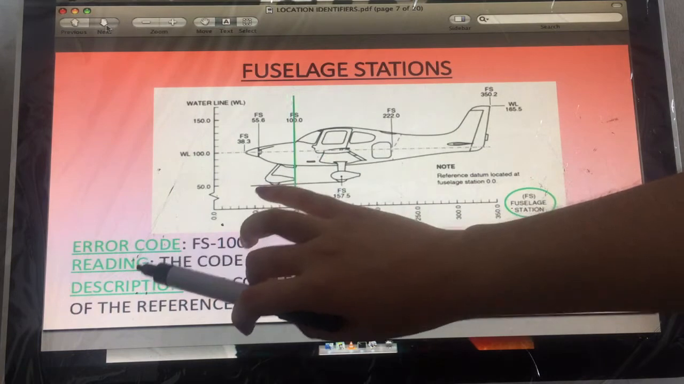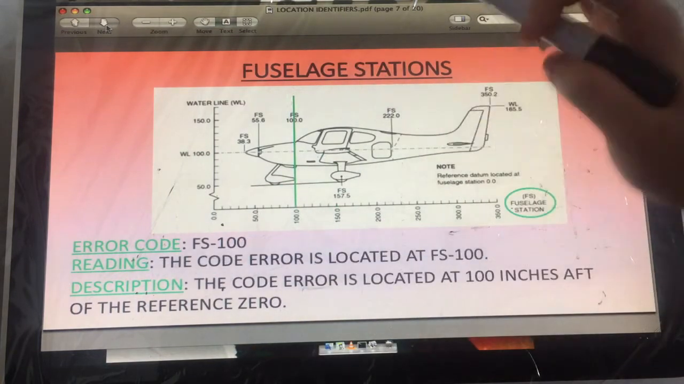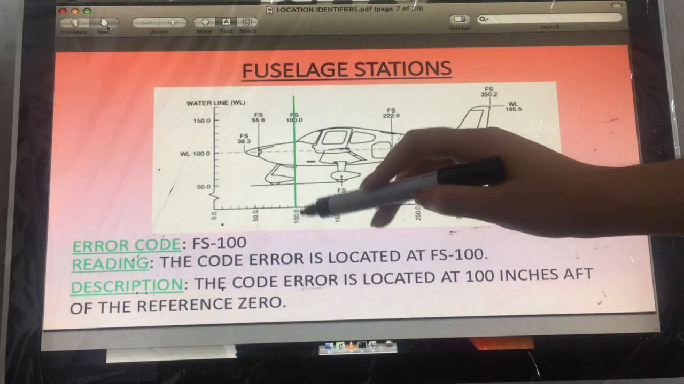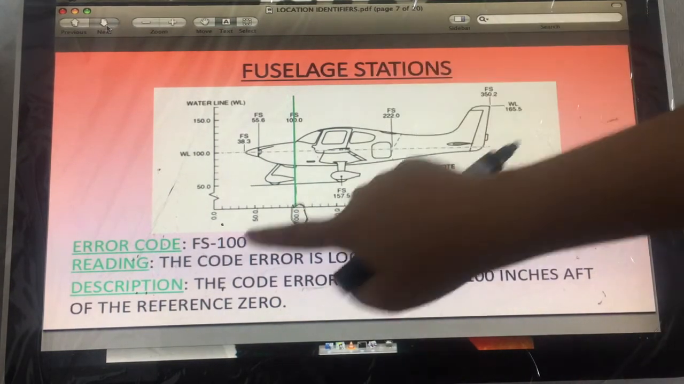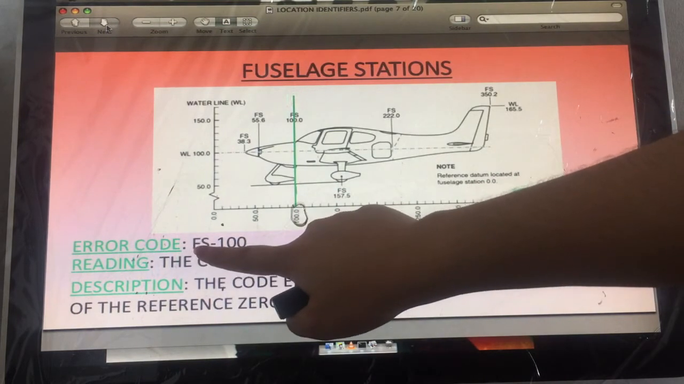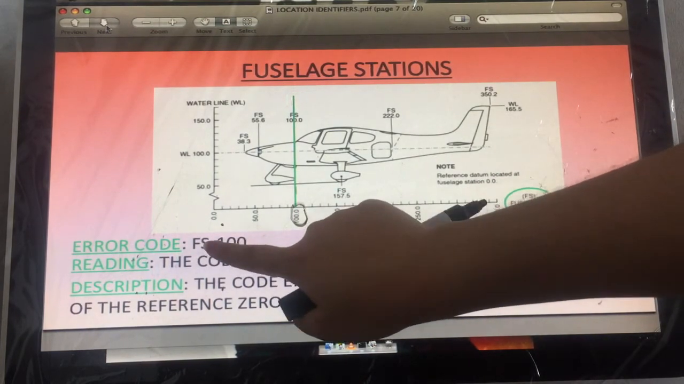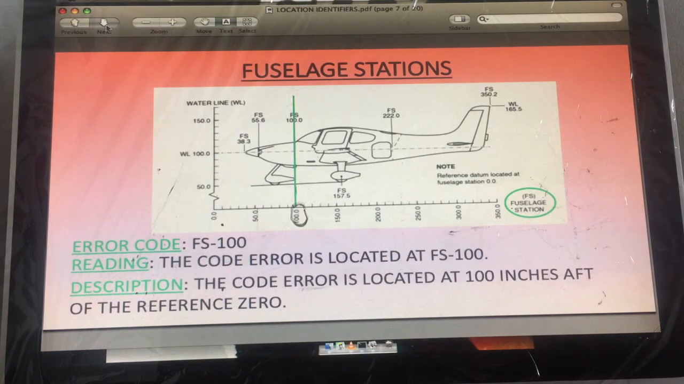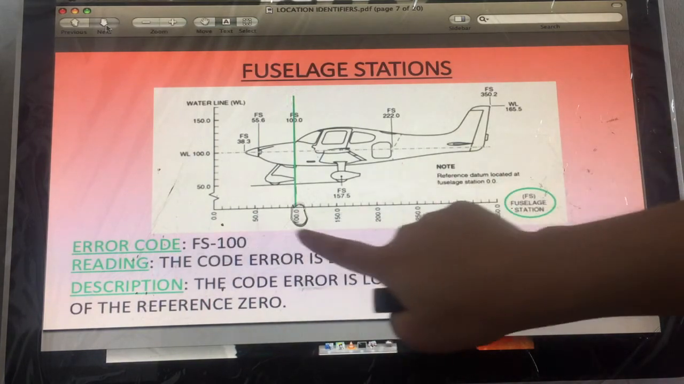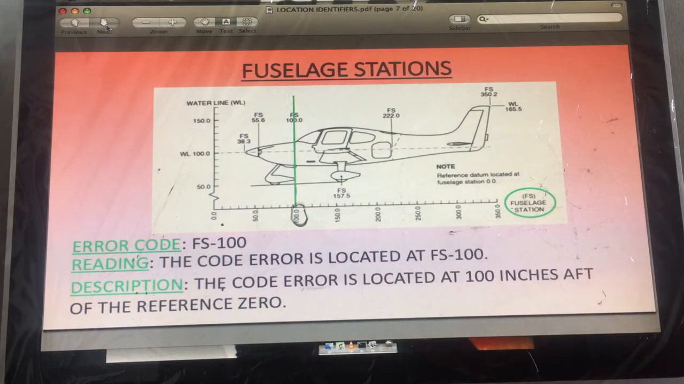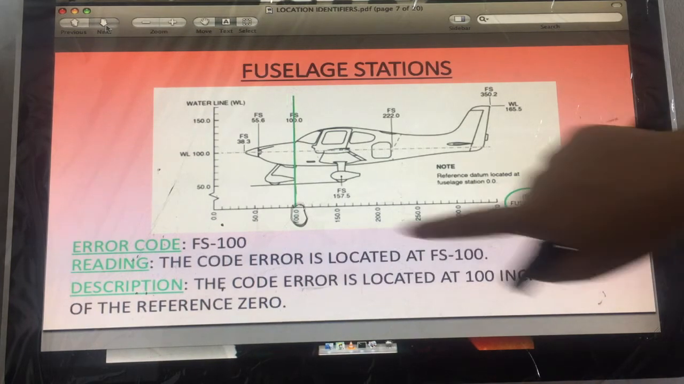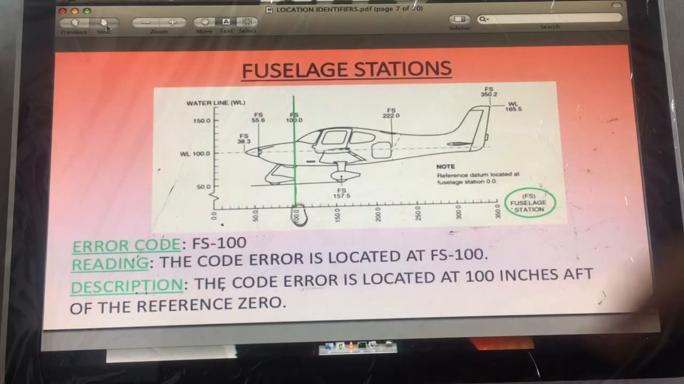Error code, reading, description. For fuselage station, if you can see, this is 100, and this is the graph of the error. So you'll write, for fuselage station, FS-100. Don't forget the dash, to indicate the area of the location. For the reading, you'll write, the code error is located at FS-100. Just copy the error code. And then for the description, this is where you get very specific.